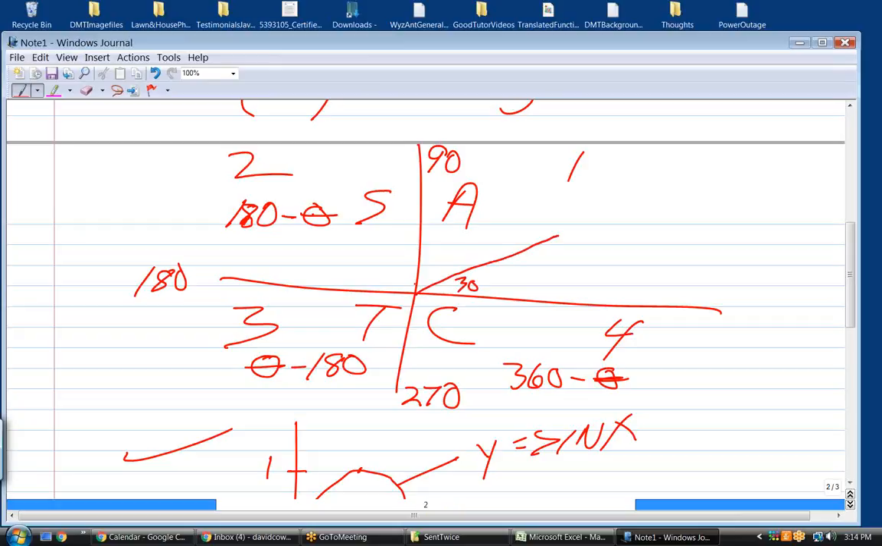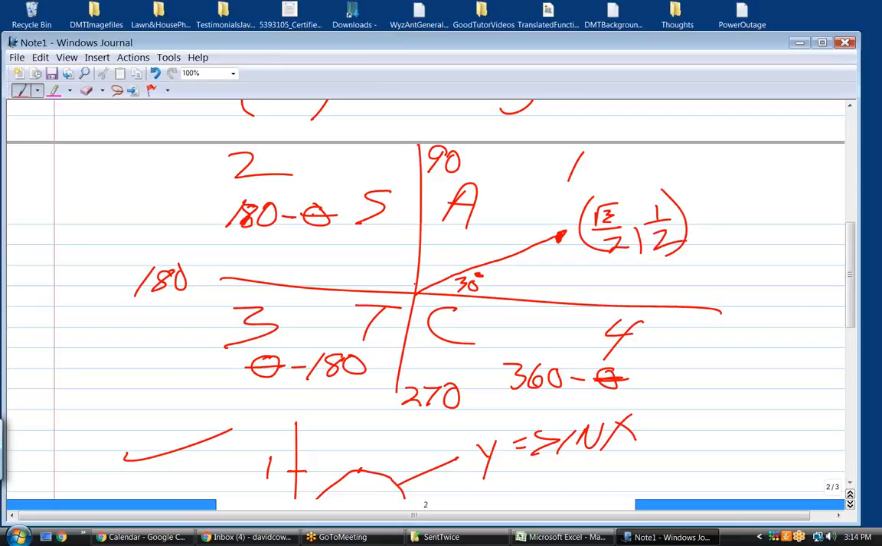If that's 30 degrees, what are the x and y coordinates of that point right there? Well, it turns out the x coordinate is always the cosine of theta. So the cosine of 30 degrees is square root of 3 over 2. And the y coordinate is always the sine of theta. And the sine of 30 degrees is 1/2.